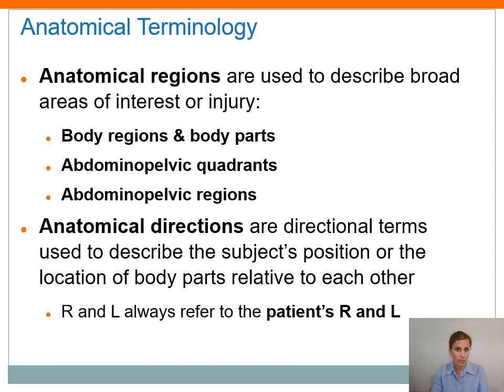Now, when we talk about anatomical terminology in the lab, you will see that we talk about numerous different anatomical regions to describe broad areas of interest or disease or injury. There are different body regions, like the cephalic region is the head, and then individual body parts as well. We also in lab talk about the abdominopelvic quadrants and regions. Those are just areas that we can divide the abdomen up into. And then finally in lab, you will also learn the anatomical directions. These are just directional terms. So instead of saying up and down or further and closer, we'll use technical terminology for directional terms.